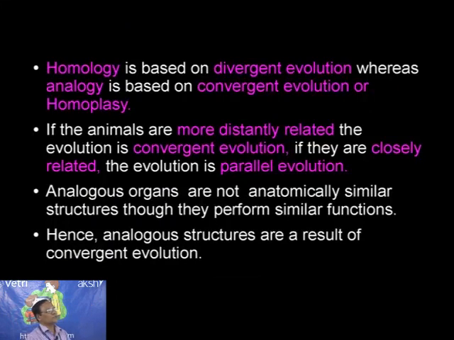Now, what is the importance of such homology and analogy? I mentioned earlier, homology is concerned with divergent evolution, whereas analogy is based on convergent evolution, which is also called homoplasy. So that is the main difference. Homologous organs represent divergent evolution. Analogous organs represent convergent evolution. So different species are converging towards one point for a common mode of life.